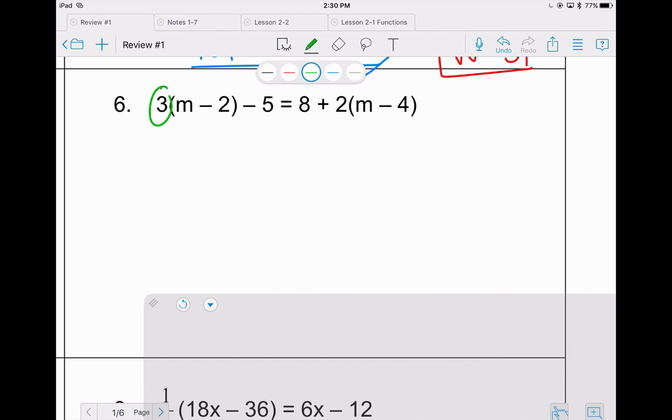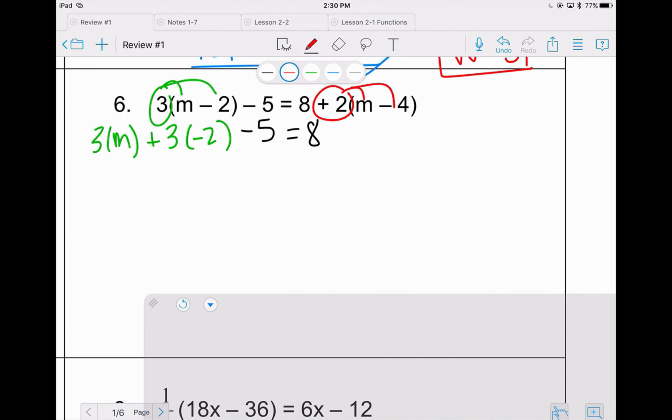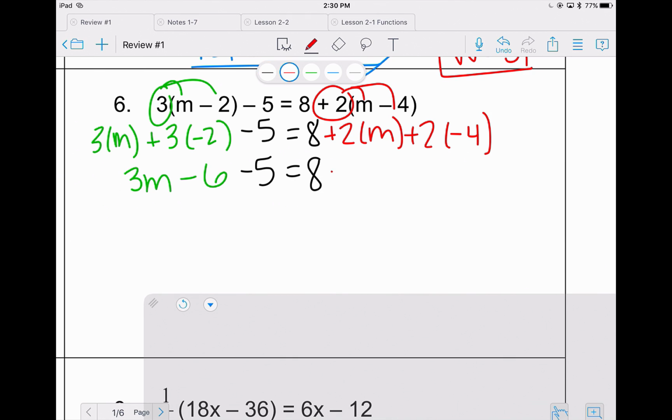Again, with the double distribution, they sure do love the parentheses around here. 3 times m plus 3 times negative 2. The negative 5 stays. And 2 times m and 2 times negative 4. Remember, if you don't need this step, you don't have to write out every single tiny piece, but the biggest mistake that we see in distribution is people forgetting to multiply the second term, so it helps you out. 3 times m is 3m, 3 times negative 2 is negative 6, negative 5 stays, 8 stays, 2 times m is 2m, 2 times negative 4 is negative 8.